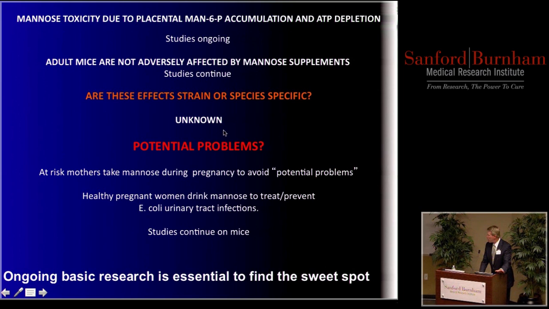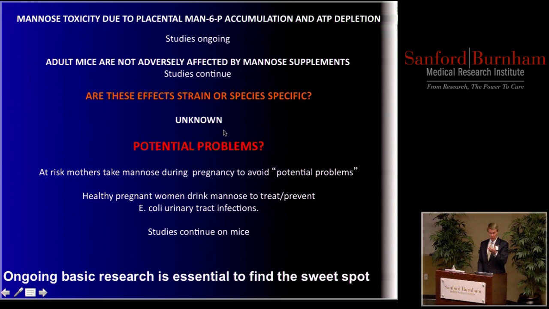So the point, I think, from this is that ongoing basic research is essential to find the sweet spot. And the sweet spot is really that place where we can know that we're at the right amount of mannose. And Max, our friend, got lucky. That was the little boy in the slide that I showed in the Lederhosen.